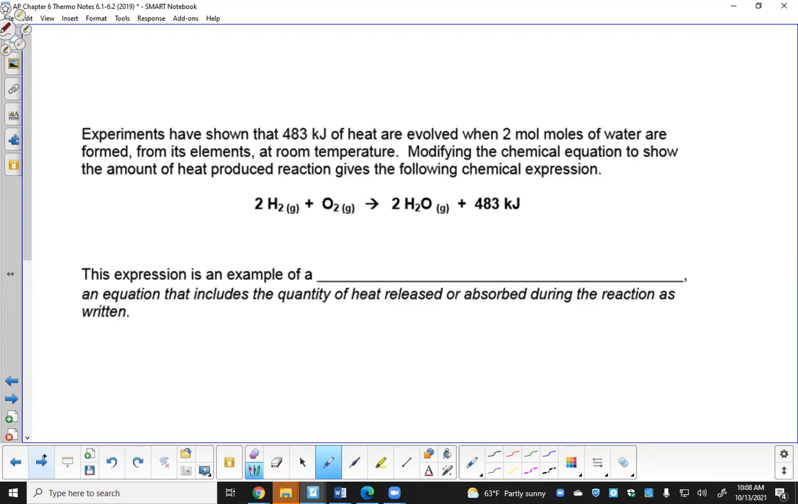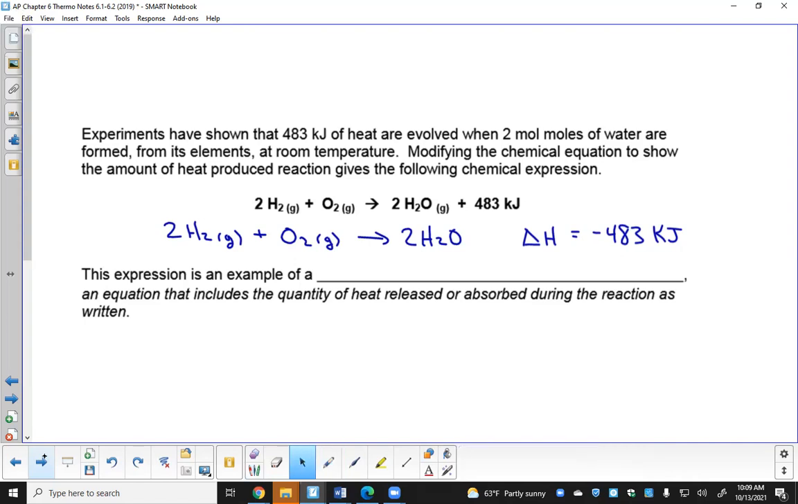However, that's really not the way that we write a thermochemical equation. What we typically do is include the delta H value, the change in enthalpy value. So the proper way to show this type of information would be to have the equation, and instead of doing the plus 483, we're gonna do a delta H off to the side. And because it's an exothermic reaction, we're gonna put a negative sign there to indicate that the energy is being given off. So when we take a balanced chemical equation and we slap on the delta H value that goes with it, then this becomes a thermochemical equation.